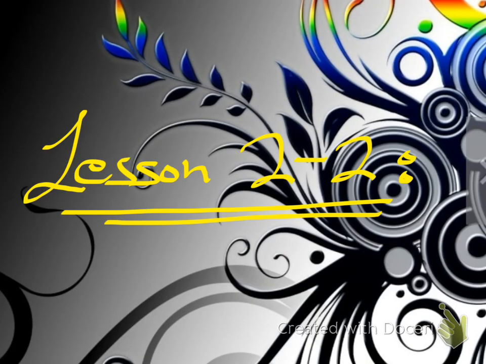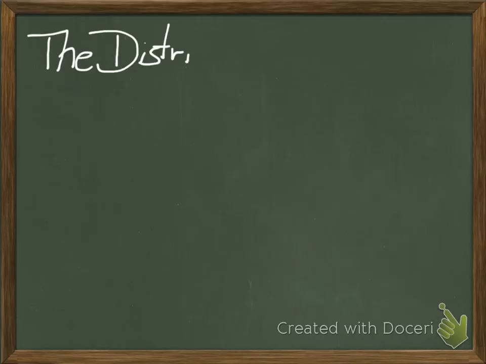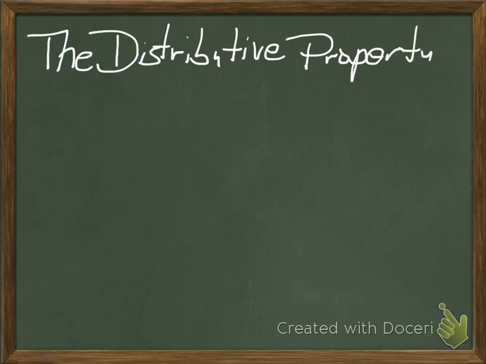Well, good evening, class. Tonight we're going to be discussing lesson 2.2, and this is going to be on the distributive property. Okay, now I want you to think about, like we talked about with the last properties, commutative and associative, we talked about the root word. Well, I want you to think about the same thing here. The root of the distributive property is to distribute.